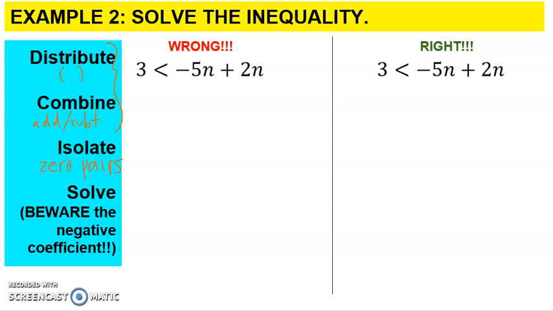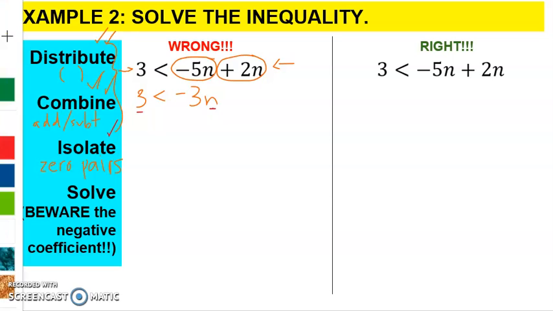So I look on the left, nothing to distribute. I look on the right, nothing to distribute. Okay, we're done with distribution. Okay, combining like terms. I look on the left, nothing to combine. It's just a 3. I look on the right. Oh, I have negative 5n and 2n. Let's put those together. Negative 5 plus 2 is going to be negative 3n. Okay, we've combined. Now we're going to look at isolating. I have variables on one side, I have constants on the other. Sweet, already done. I'm loving this problem, right?